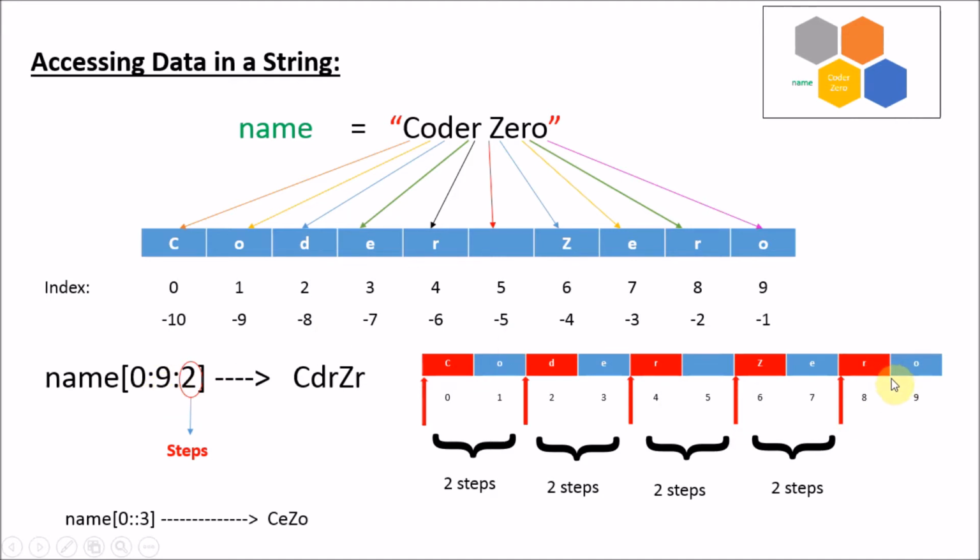The pointer will be pointing here because you have given the specific rules. Here the step is 2, right? In this case, the starting index is 0 and the stopping index is not given, right? In this case, Python will start from 0 and go till the end with a step of 3. So starting at 0, you will get the value C, then 1 2 3 you will get the value E, then 1 2 3 you will get the value Z, and 1 2 3 you will get the value O. You can see here.